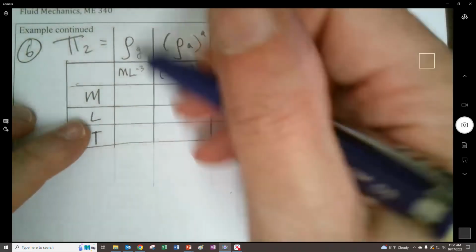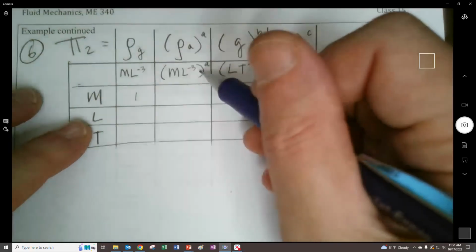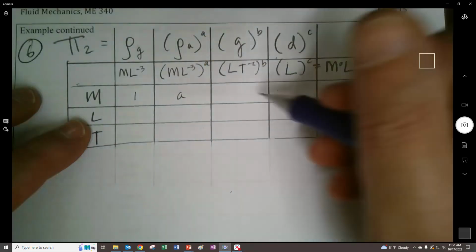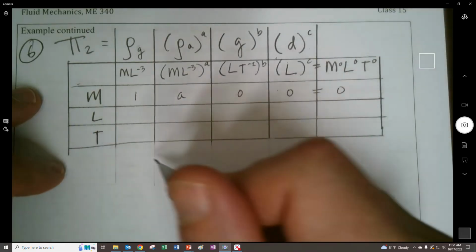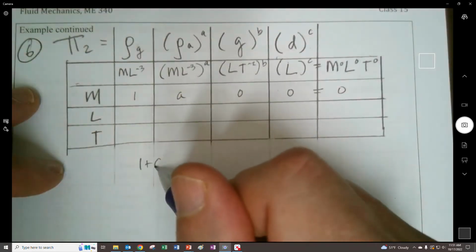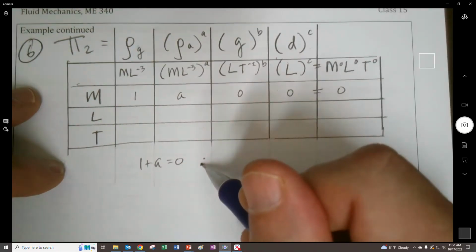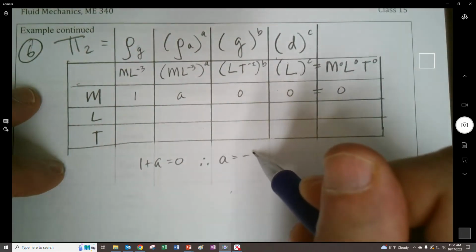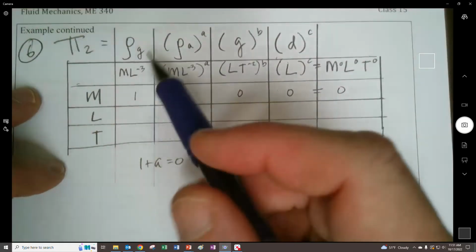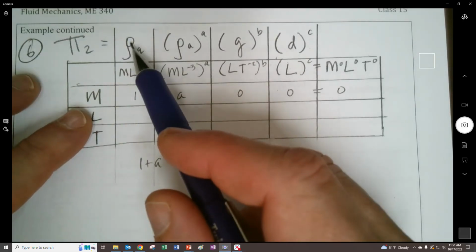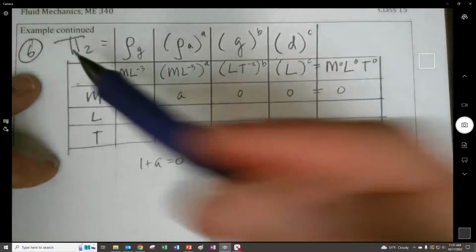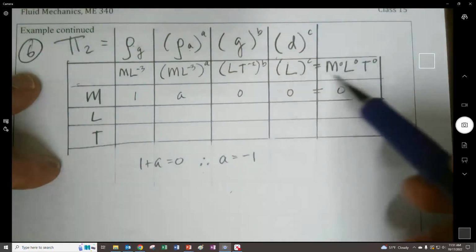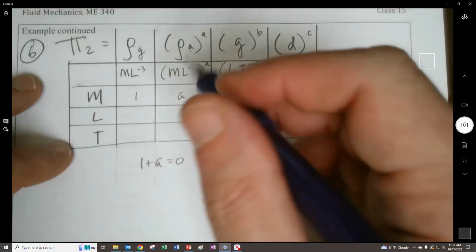So first off, we see M1. Here we get A. 0, 0 equals 0. So right away we see 1 plus A equals 0. Therefore, A is equal to negative 1. That was kind of obvious, right? That we're going to have a ratio of these two things is going to be our pi term. But let's see how the rest of it works out here.